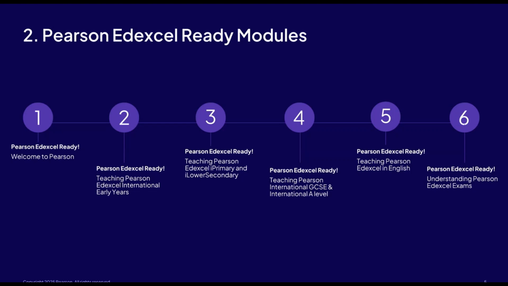So now let's have a quick look at all of the modules available to you. We have 6 core modules, and these take you through from start to finish for the entire course. So you can take them in order, you can mix and match, you can move them around as you want. So the introductory module, Welcome to Pearson, provides information on why schools should choose a British curriculum, the benefits it offers, and the subjects and qualifications that are on offer at Pearson as well. We give detail around the iProgress offering, so that consistent approach to teaching and learning from iPrimary all the way through up to international A-level.